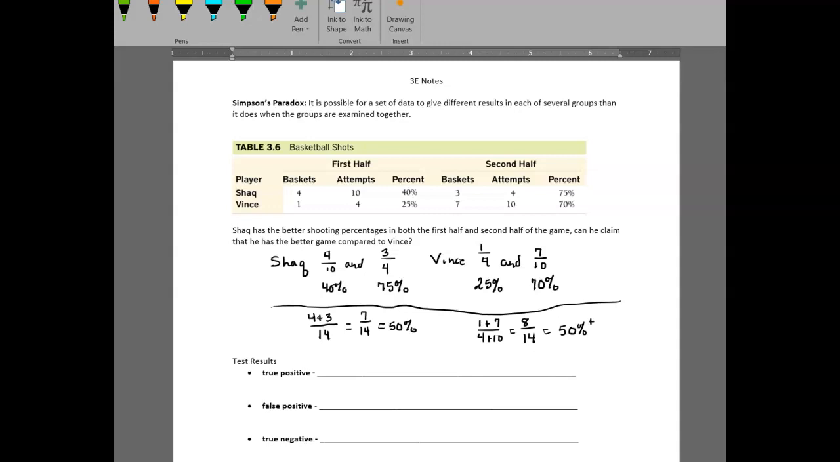And this is simply because we had 7 shots made in the first half and 8 shots made in the second half. So Shaq cannot make that claim.